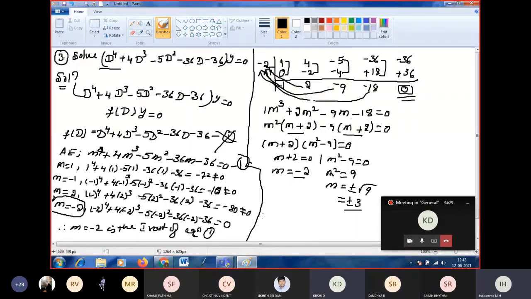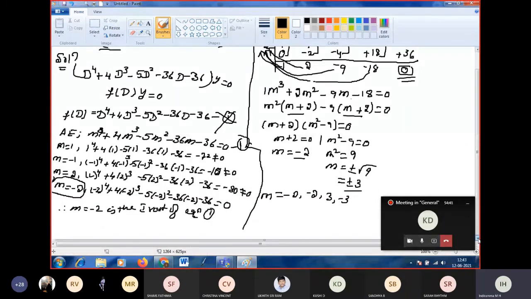Minus 2. Okay. Now write all the roots. We got minus 2 as the first root. Second root we got minus 2. Third root is plus 3. Fourth root is minus 3. Totally how many roots should we get? 4 roots. We now got 4 roots.